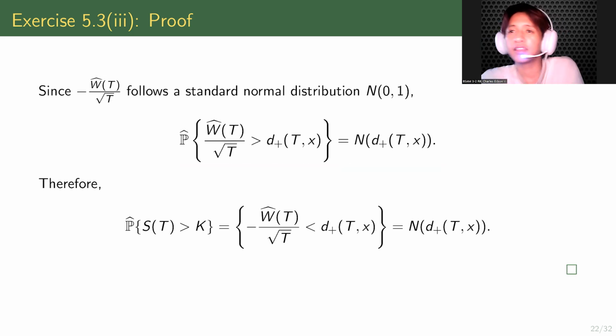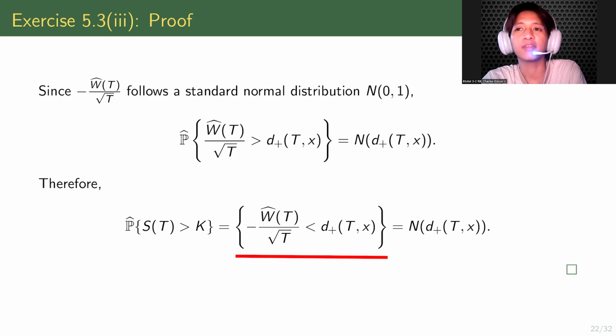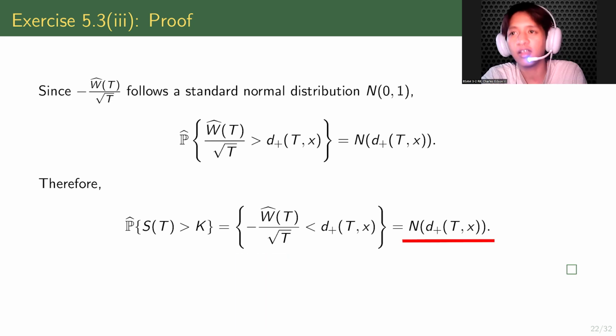Then the inequality will change its direction since we will change the sign of W hat of t over square root of t. By doing that, we have shown that the probability of S of t greater than k is equal to the probability that the negative of W hat of t all over square root of t is less than d plus of t and x, which is equal to N of d plus of t and x. And that concludes the proof of exercise 5.3.